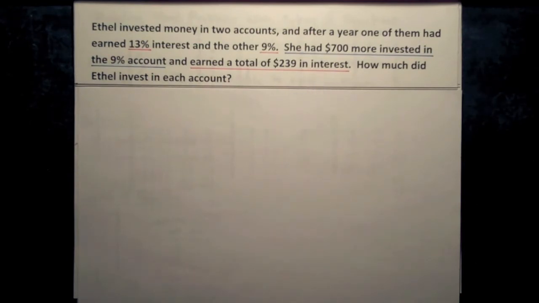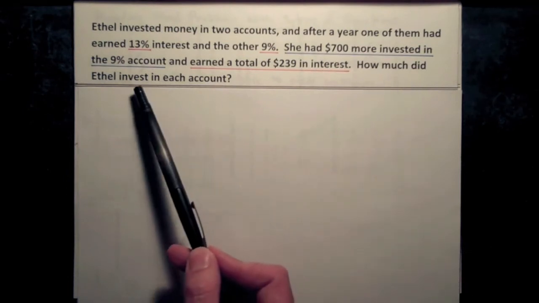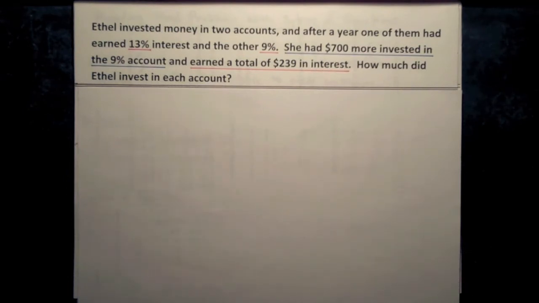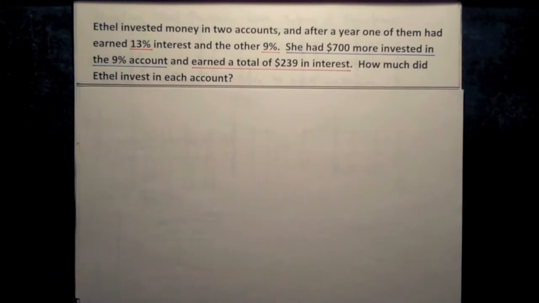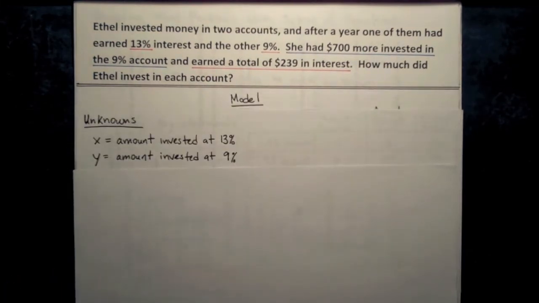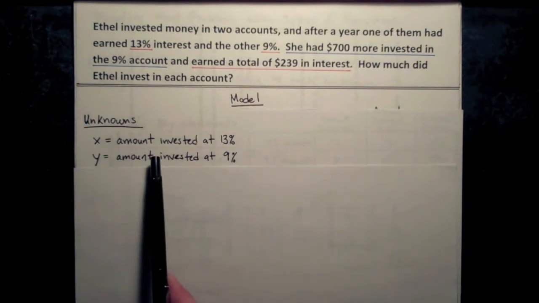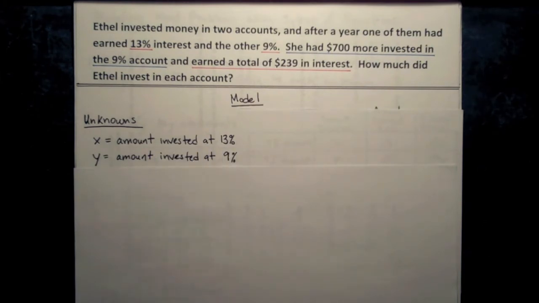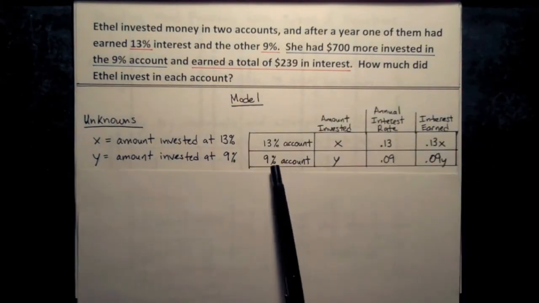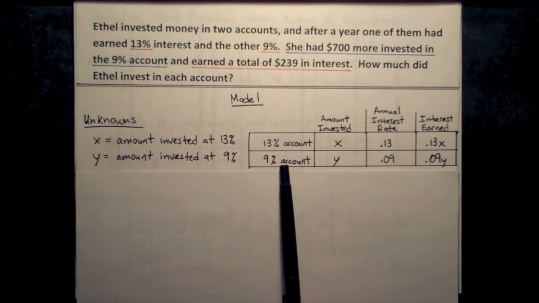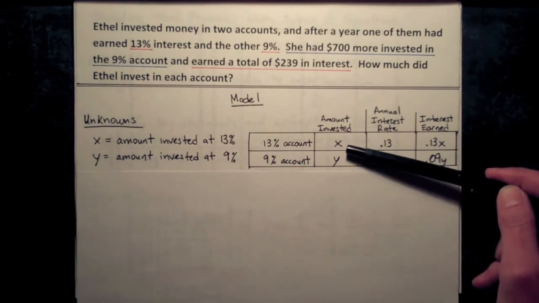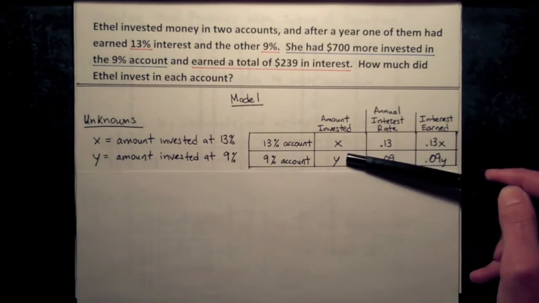The unknown quantities in this problem: how much did she invest in each account? So that's where we start. We're going to assign two variables. X will be the amount that was invested in the 13% account, and Y will be the amount invested in the 9% account. We're actually going to find it useful to set this up in a table. I have one row for each account. The first column shows the amount invested in each account. That's the X and the Y that we defined here.